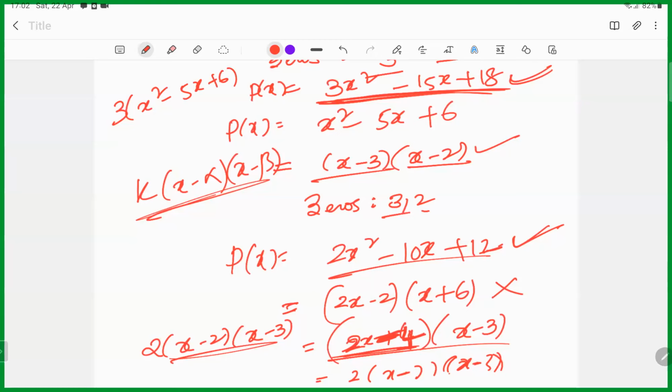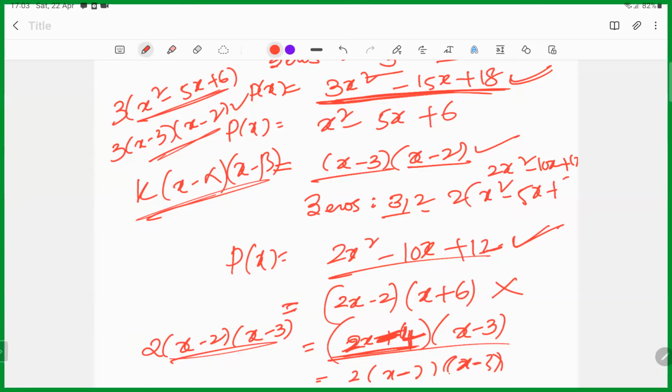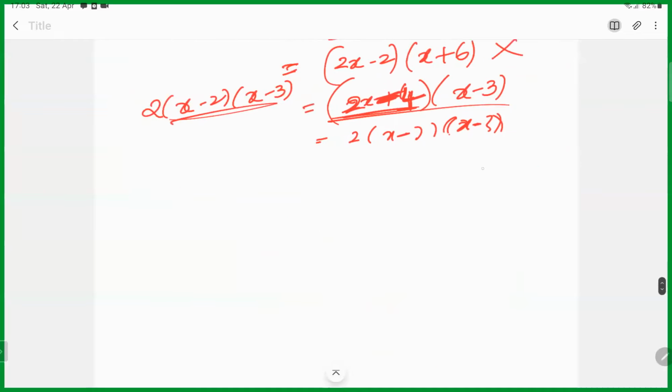Okay, sir. So then again, what are the factors of this one? x minus 3, x minus 2. Okay, sir. Very easy, no? Yeah, sir. So first you take out that constant factor common and then do it for the remaining thing. Then it would be easy for you. So in the last one also, 2x square minus 10x plus 12, you take out 2 common, x square minus 5x plus 6. That's why it's 2 into x minus 3, x minus 2. Clear? Yes, sir.